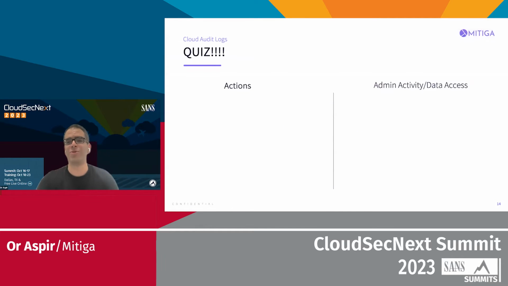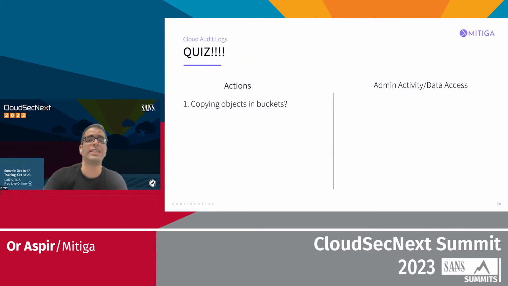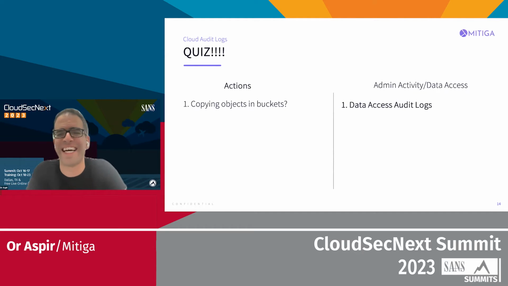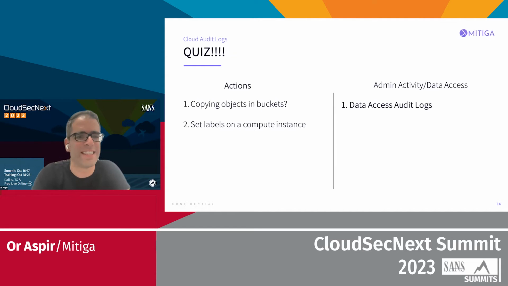So now we'll have a quiz. Unfortunately, I can't see you, so I'm assuming that you will answer the questions exactly as you should. You need to choose whether it's an admin activity or a data access. In which category is it? Copying objects in buckets, what do you think? Is this admin or data? I will answer: this is data access audit logs. It's covered in data access.